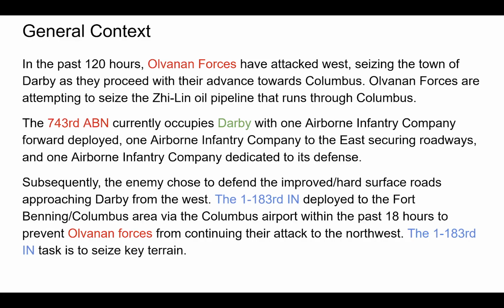We deployed there via wherever within the past 18 hours to prevent their forces from continuing their attack. We're tasked to seize key terrain. So it's talking about the enemy. It's then talking about our mission and our context on how we got here, why we're here. And that's just going to help create the framework for the rest of the order.